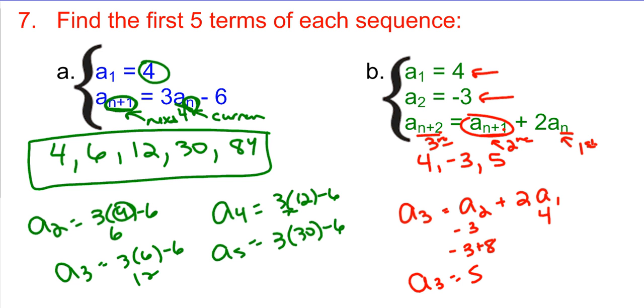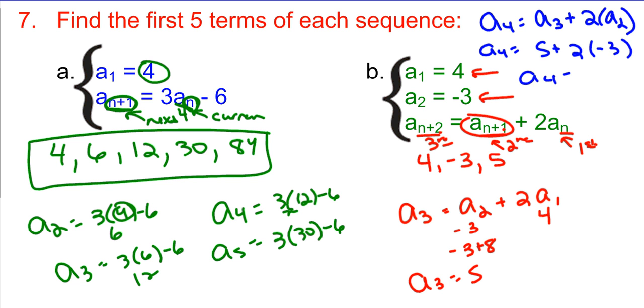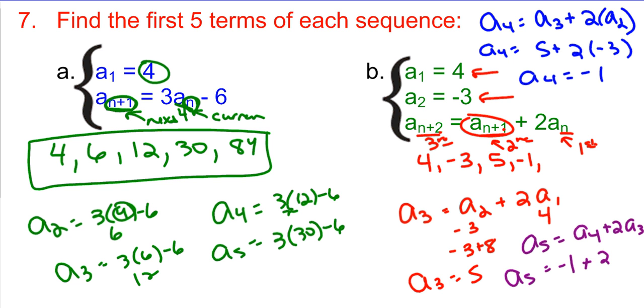Now, to find my fourth term, I would take my third term plus 2 times my second term. See how I'm substituting those variables? So A4 is my third term, which was 5, plus 2 times negative 3. So A4 is negative 1. And to find my fifth term, I would take my fourth term plus 2 times my third term. So my fourth term I just found, negative 1, plus 2 times my third term, which is 10, is 9. So my fifth term is 9.